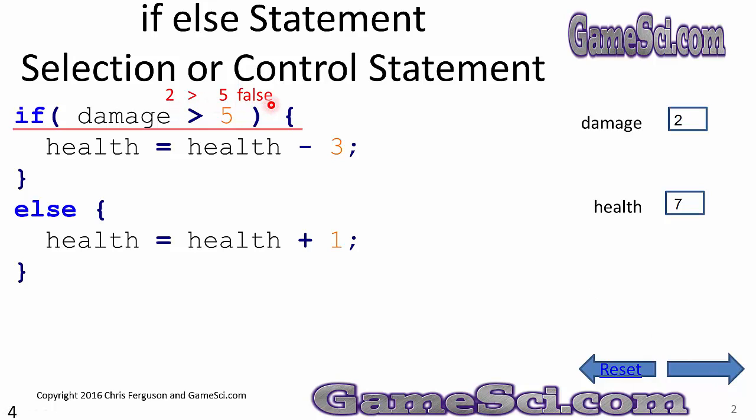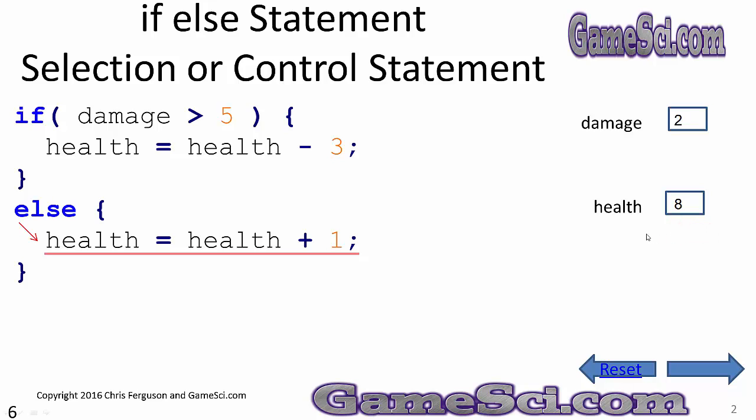2 greater than 5 is a false statement. As a false statement, what's going to happen is we will not execute the if portion, but we'll go to the alternative else portion. So you can see by the line, because damage greater than 5 was false, we're going to go down and execute the else code. When we execute the else code, health equals health plus 1 will go, and our 7 became an 8.